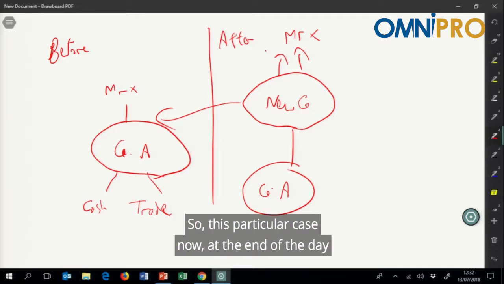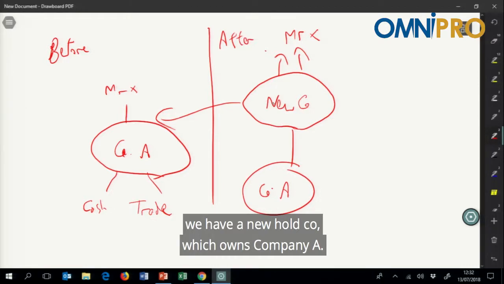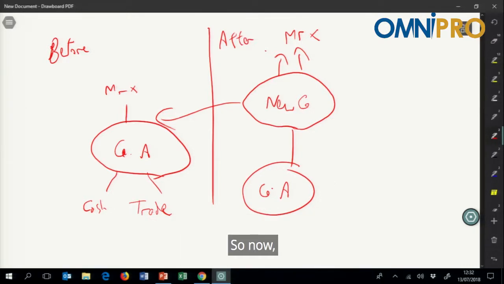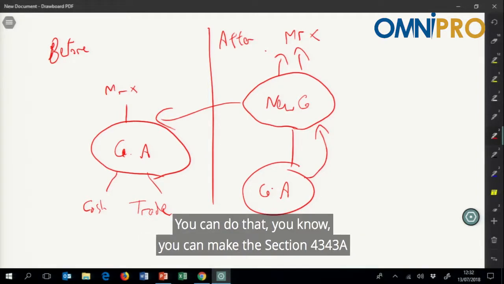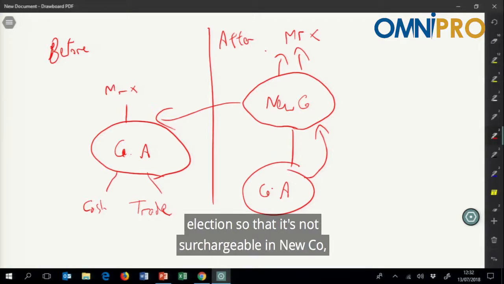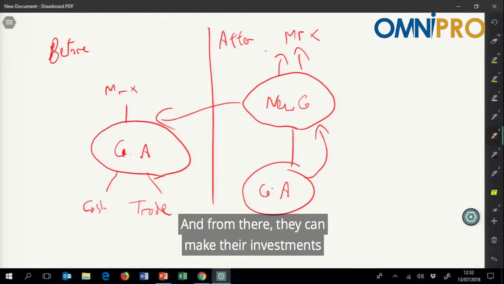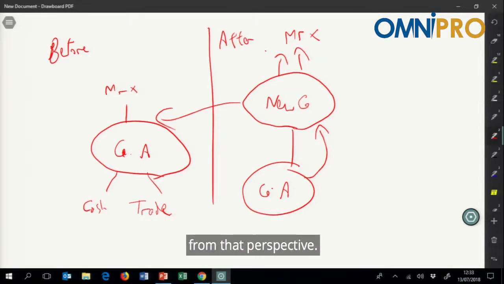At the end of the day, we have a new holdco which owns Company A. So now we can dividend money up to NewCo. You can make the section 434 3A election so that it's not surchargeable in NewCo, assuming Company A is a trading company. From there, they can make their investments or deal with the excess cash. So what reliefs from a tax perspective are we looking at here?